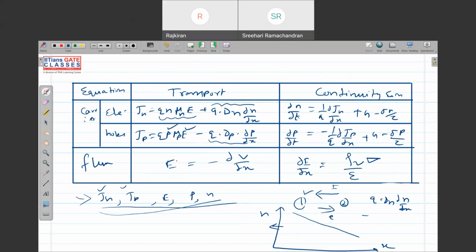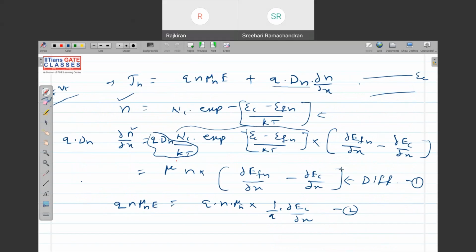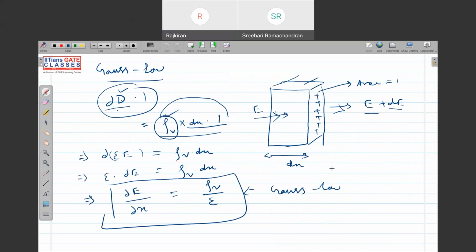Gauss law, you understood? Right, this is Gauss law. The change of electric field with respect to x, dE by dx, is equal to the volume charge density by epsilon. This is what we discussed last time. Okay, Einstein's equation.